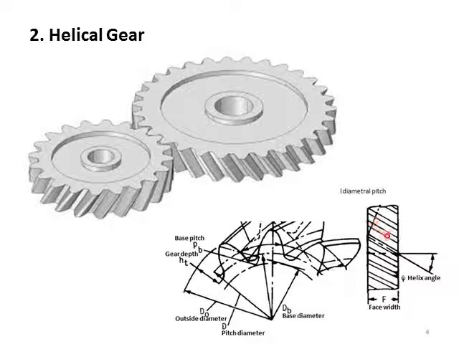If the teeth axes are at some angle with respect to the shaft axis, then the gear will become a helical gear. And this angle, the teeth angle with respect to the shaft axis, is denoted by the helix angle.